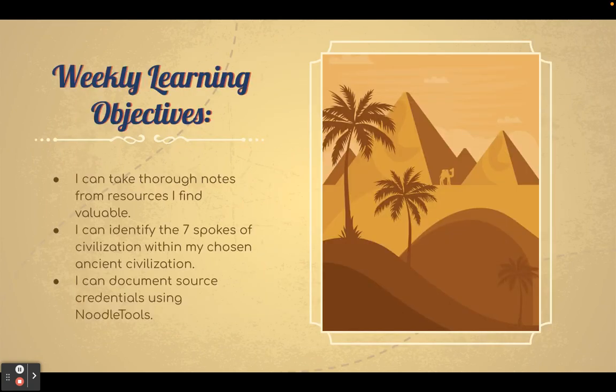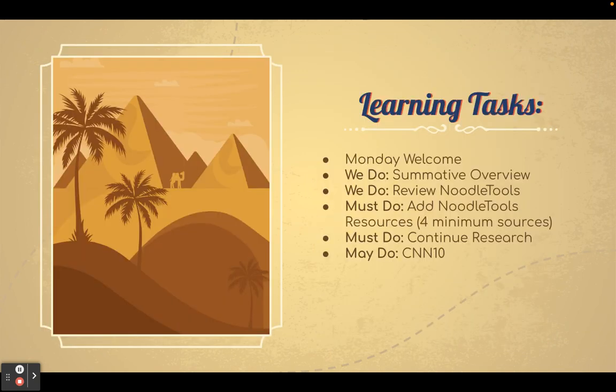Our weekly learning objectives are to continue taking thorough notes from resources that you find, still working to identify the seven spokes, and documenting the credentials of the sources I found through Noodle Tools. Today, we are going to review the summative project, review how to use Noodle Tools, or learn it for the first time if you have no experience with it. Then, on your own, you're going to create a new project in Noodle Tools, add resources, and continue your research.